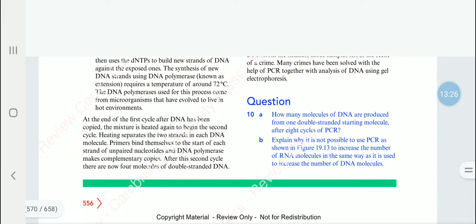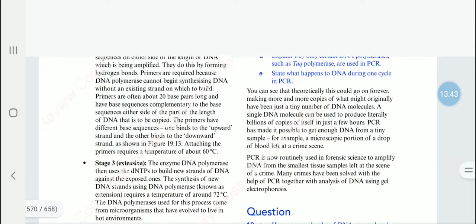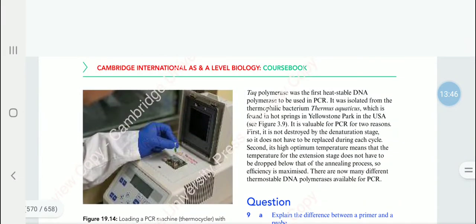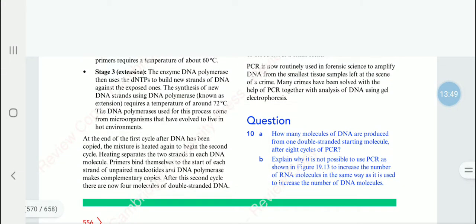When this cycle is over, the second cycle would begin, and complementary copies would be produced. After the second cycle, there would be 4 molecules of double-stranded DNA. As a result, we would be able to produce any amount of DNA from a small amount of DNA.